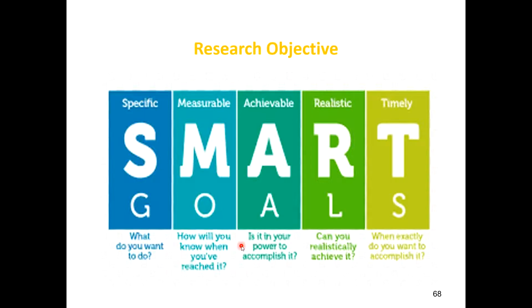Whenever we talk about the SMART objectives, it means we want to talk about the objectives which are very specific, objectives which are measurable, objectives should be attainable or achievable, they are realistic, and they are time-bound. So whenever a researcher wants to formulate the research objective, he should know that the research objective should be specific, it should be measurable, be achievable, it should be realistic, and it should be timely.